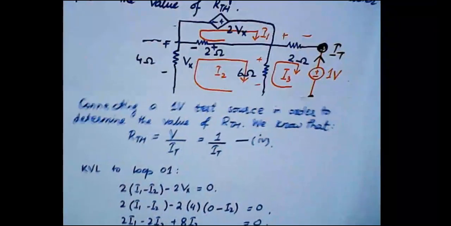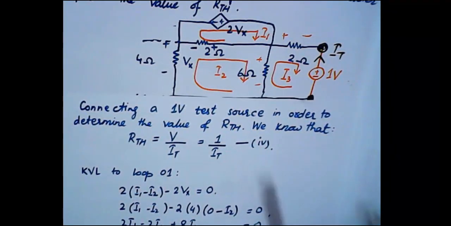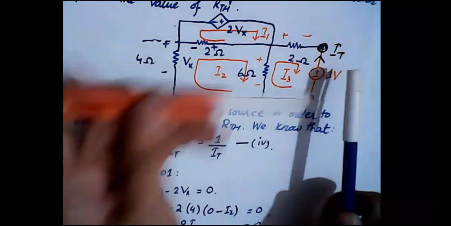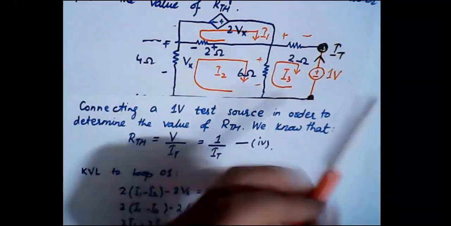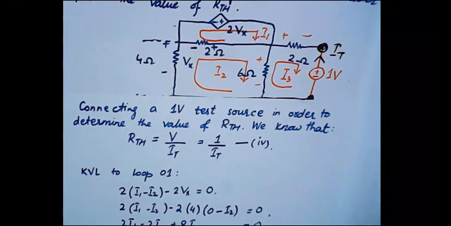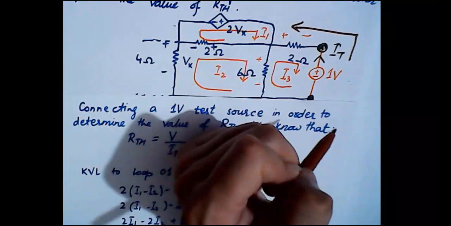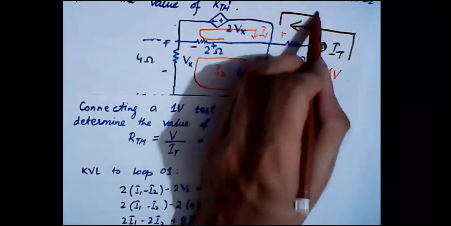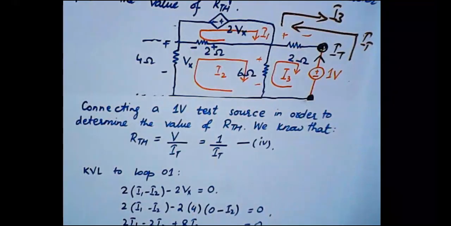Now we need to find out the value of it, and here if we are comparing this, it is equal and opposite to I3. This is the direction of it, and this is I3, which means that they are equal and opposite, right?